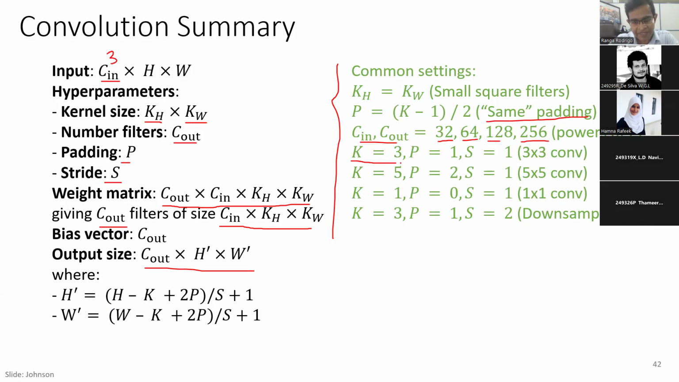So for example, K equals 3, P equals 1, S equals 1. So it's a 3 by 3 convolution we take. K equals 5, P equals 2, S equals 1 for the 5 by 5 convolutions. K equals 1, P equals 0, S equals 1, this is 1 by 1 convolutions. If you want to downsample by a factor of 2, you can have S equals 2 and so on.